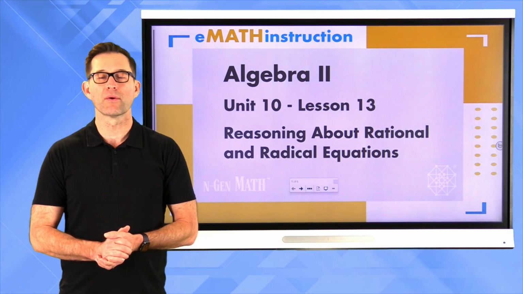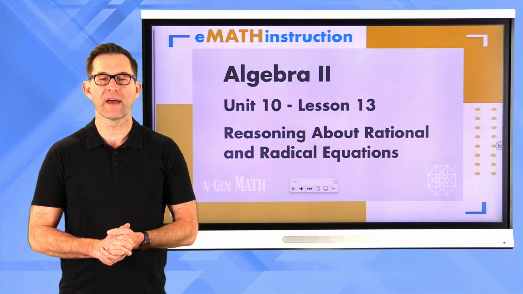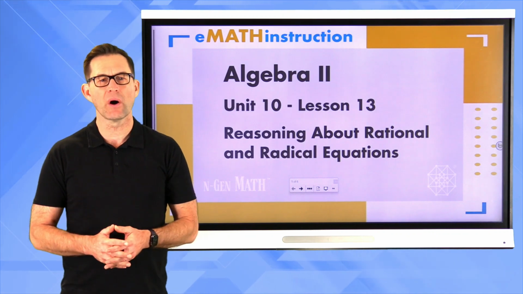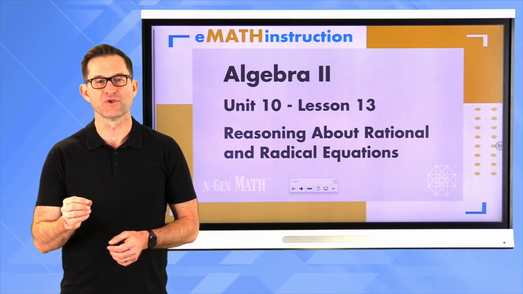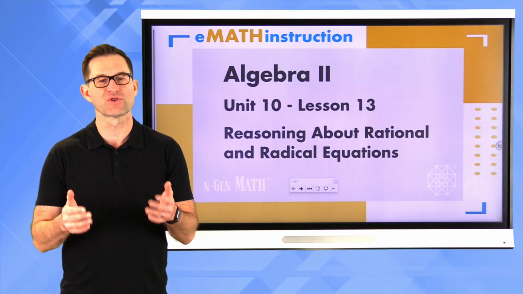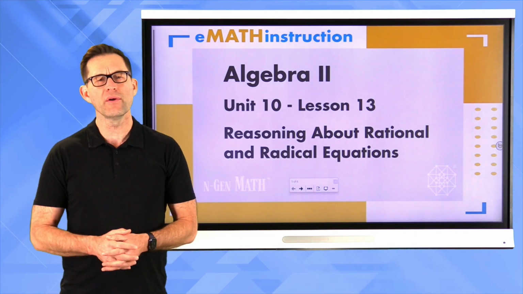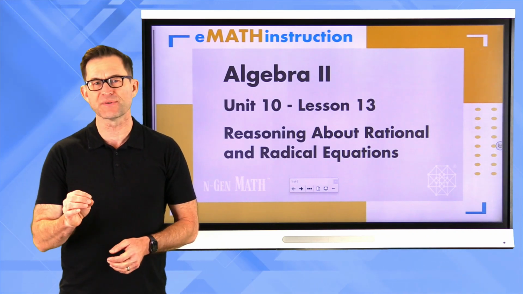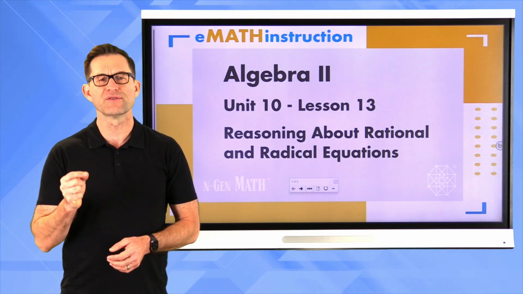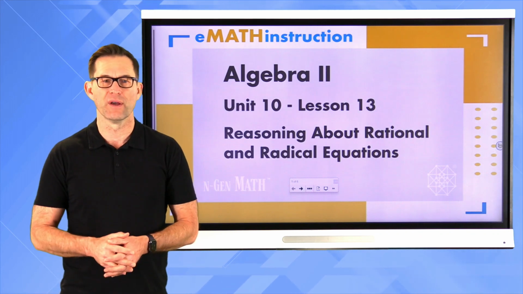My name is Kirk Weiler and today we'll be doing Unit 10, Lesson 13 on reasoning about rational and radical equations. So, in this unit we saw how to solve rational equations, and in an earlier unit we looked at how to solve equations that involved square roots, also known as radical equations. Today we're going to look at how we can justify some of the steps in solving those equations and also why extraneous roots show up in some of the solutions to both types of equations.